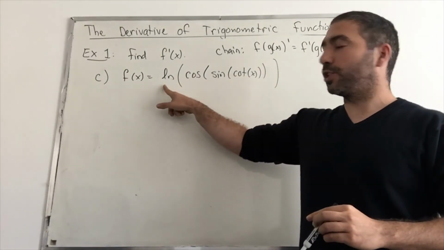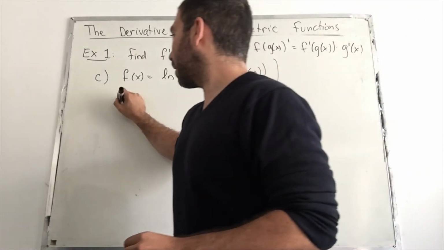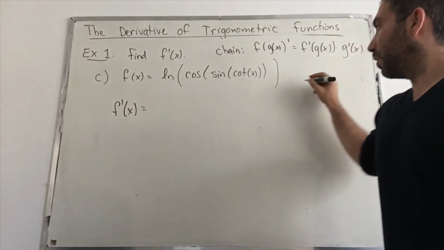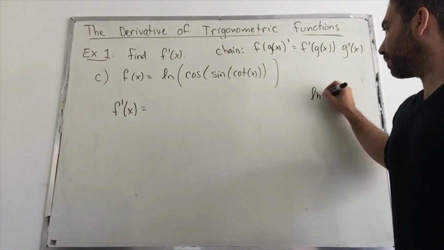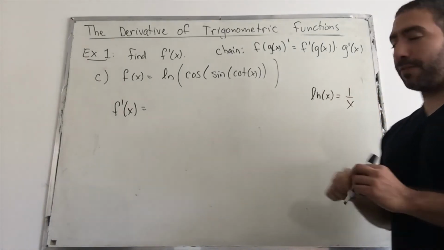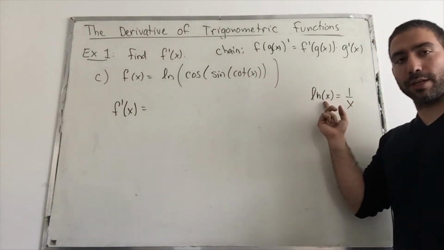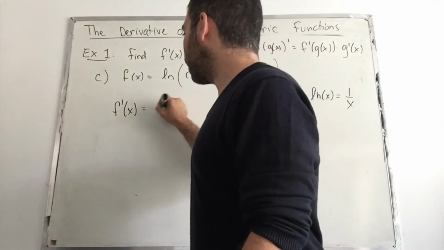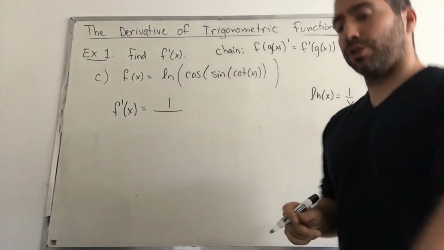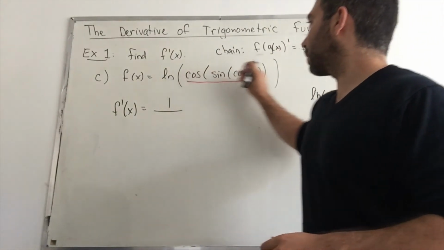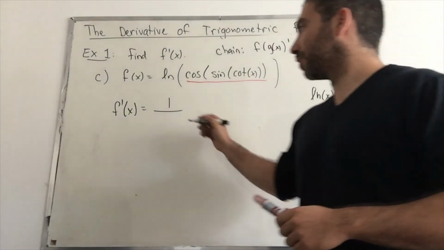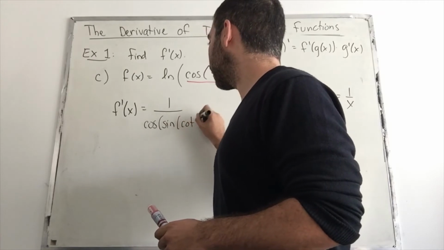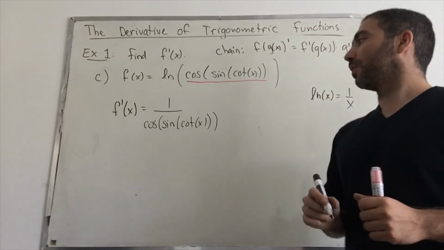So starting with the outermost function, we have ln. So f prime of x, what's the derivative of ln? Well, we know the derivative of ln of x is 1 over x. Or think of it as the derivative of ln of whatever's in its bracket is 1 divided by whatever's in the bracket. So in this case here, it's going to be 1 divided by whatever's in the bracket of the ln, which is all this, cos of sine of cotangent. So we're just going to recopy that. Cos of sine of cotangent. Okay, so that piece is done.